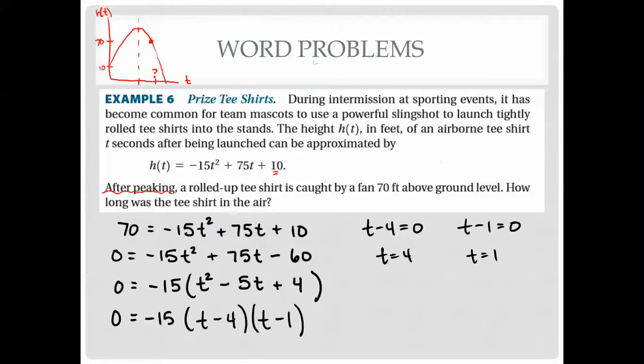Now the question is, which one of those is our answer? There's only one answer, but we got two answers. Well, check it out. If we go back to our drawing here, there are two times that the height of the t-shirt is at 70 feet. Once on the way up and once on the way down. This part is really important after peaking, right? So we can assume that on the way up we were at 1 second, and on the way down we were at 4 seconds.